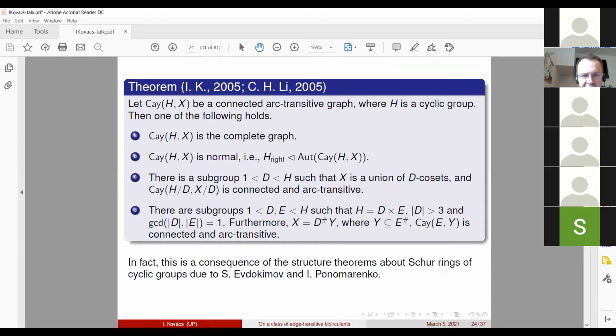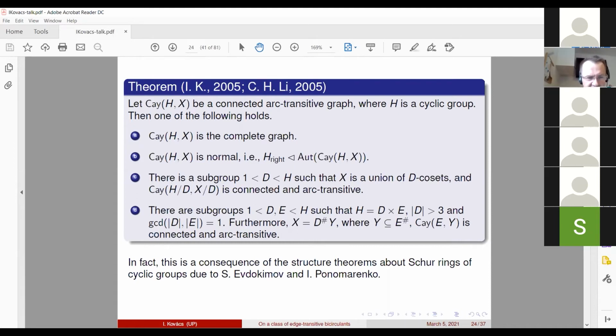So now I will divide the R-transitive circulants, the R-transitive Cayley graphs over cyclic groups, into 4 families. The first 2 families are defined algebraically. The last 2 families are defined in terms of the connection set. So suppose you have the Cayley graph over cyclic group H with connection set X. It is either complete, and no need to explain that, or it's a normal Cayley graph, which only means, I just recall the definition, that the group of right multiplications is a normal subgroup in the full automorphism group. And we will use this property later.